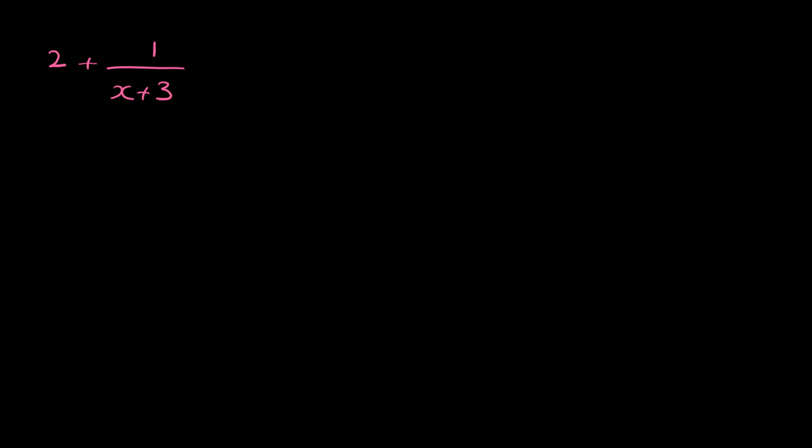Now look at this example. 2 plus 1 over x plus 3. First of all, note that we can consider 2 as 2 over 1 plus 1 over x plus 3. Similar to the previous question, we have to make the denominators the same. We have to find the least common denominator.